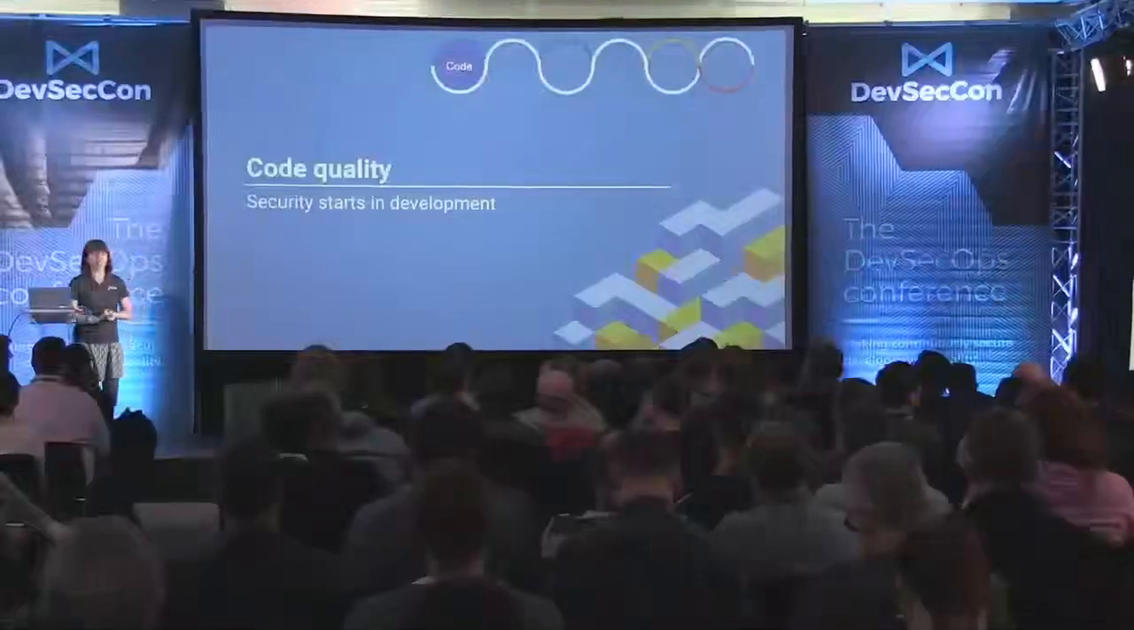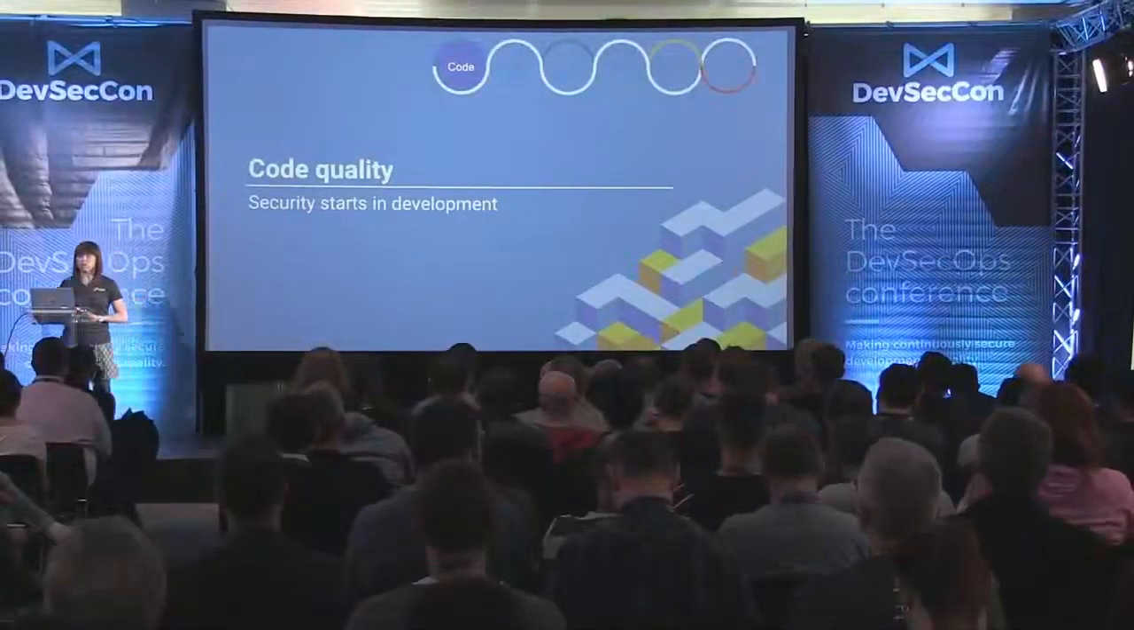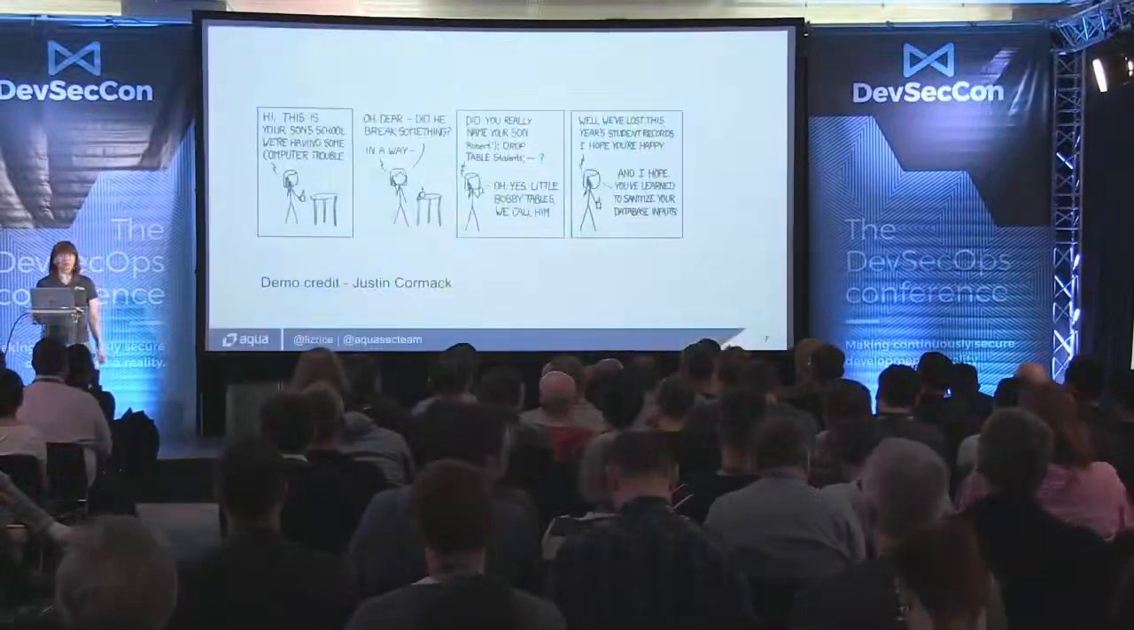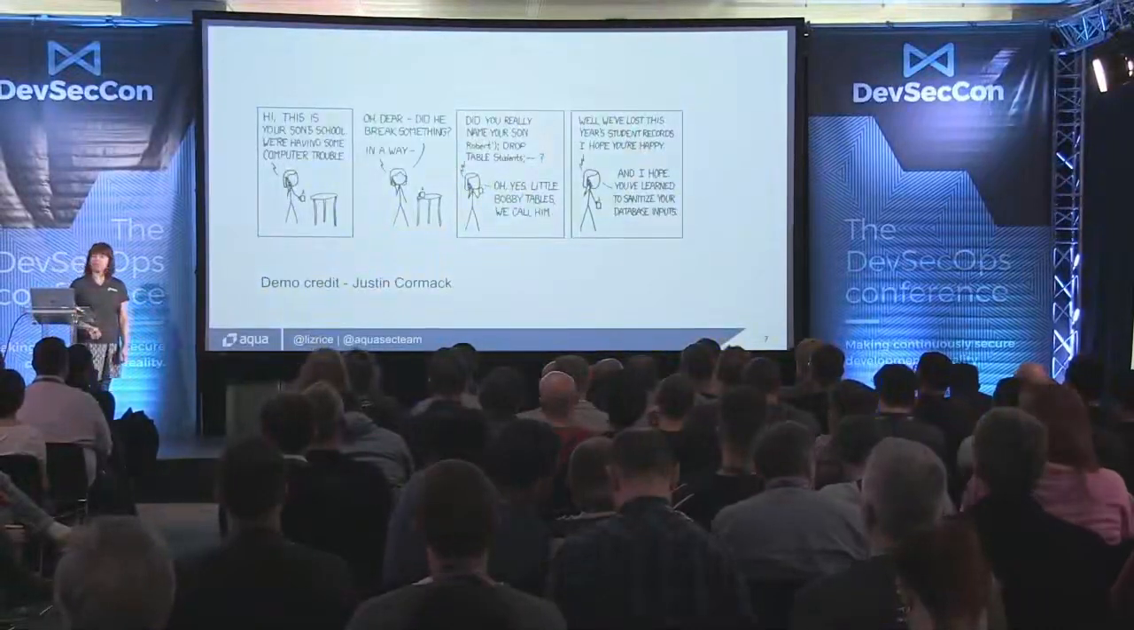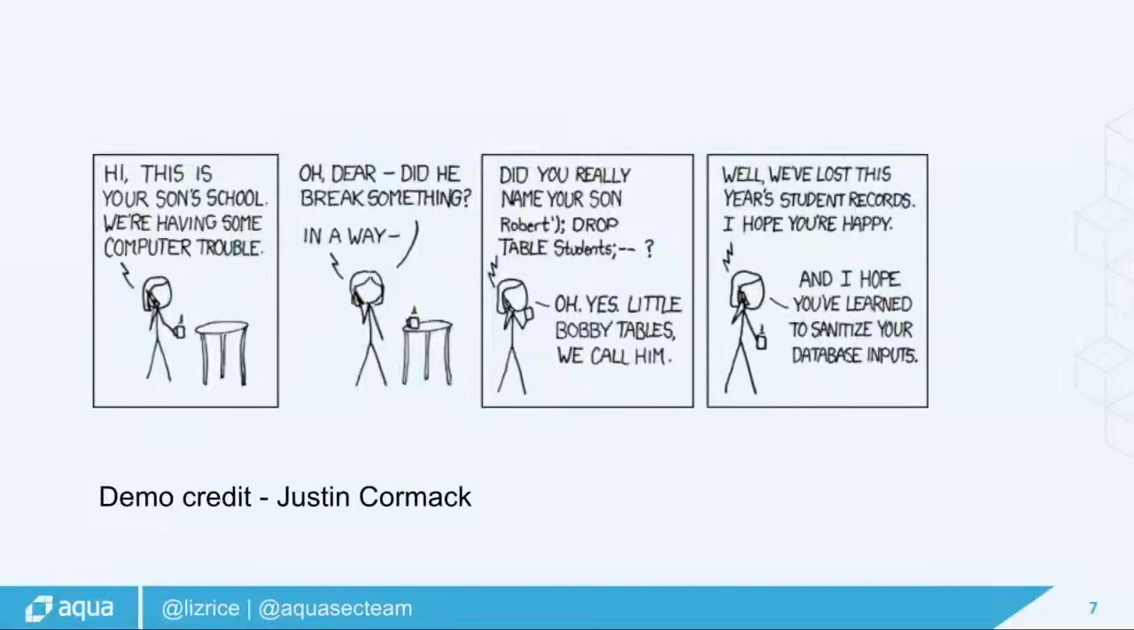Okay, so we'll start with the beginning. We'll start with writing code. Security starts with developers. So I'm sure you're all familiar with Bobby Tables. Anybody not come across XKCD and Bobby Tables? It's probably one of the most famous of the XKCD cartoons. And I did a talk with Justin Cormack from Docker a few months ago, and he built a demo of this, an implementation of exactly this Bobby Tables problem.